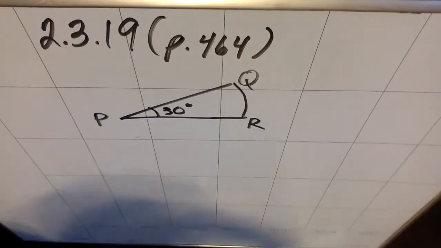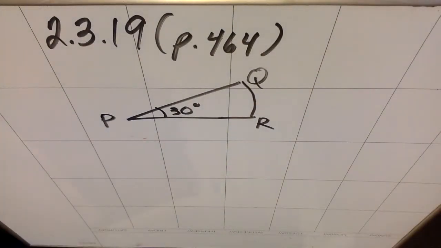All right, we're going to do a little more SAT prep. We are doing 2.3.19, which is practice test 2, section 3, number 19 on page 464.